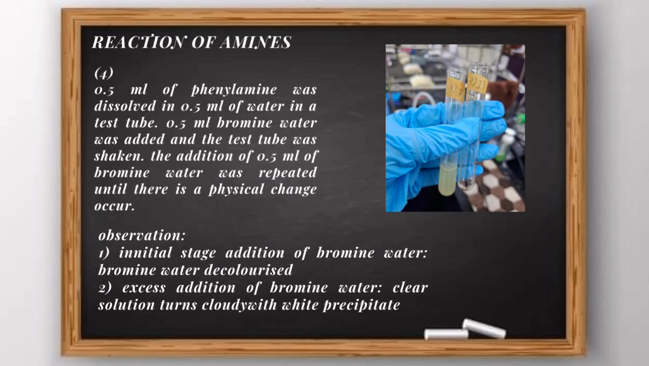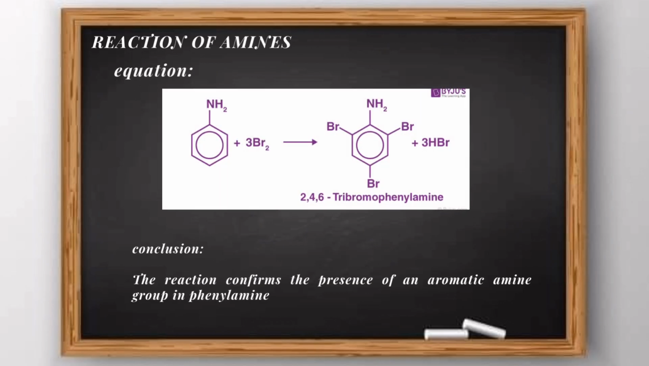When excess bromine water was added, a white precipitate was formed. This precipitate was identified as 2,4,6-tribromophenylamine, confirming the presence of an aromatic amine group in phenylamine.